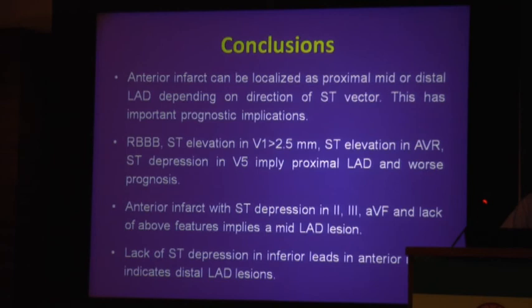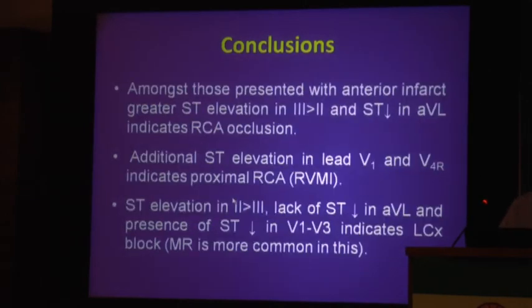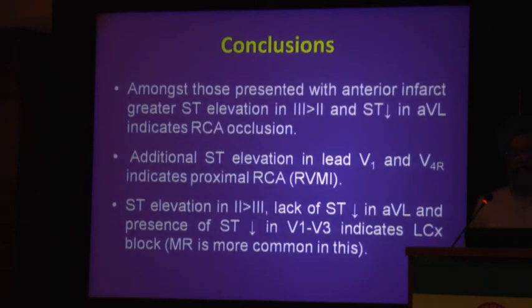Right bundle branch block, ST elevation in V1 more than 2.5 millimeter, ST elevation in AVR and ST depression in V5. These are some parameters which tell you you are dealing with anterior infarct. Anterior infarcts with ST depression, look at the lead 2, 3, AVF also, because you are dealing with a more proximal kind of a block there.